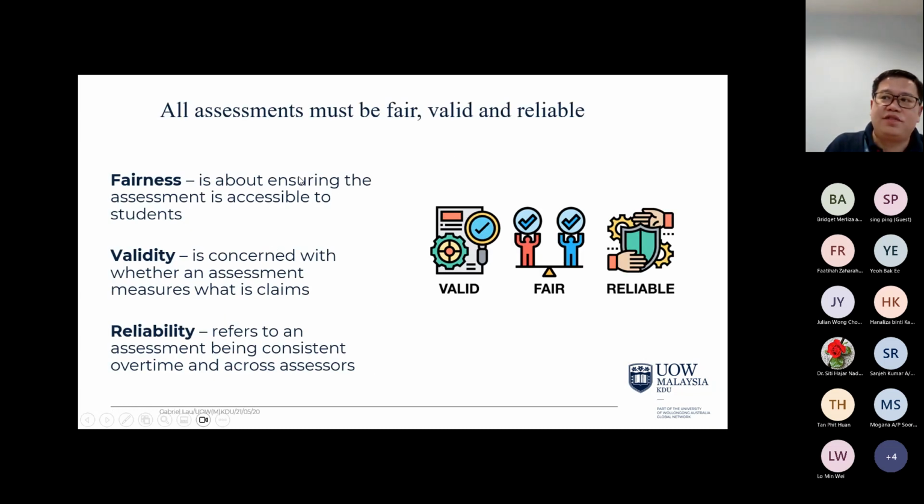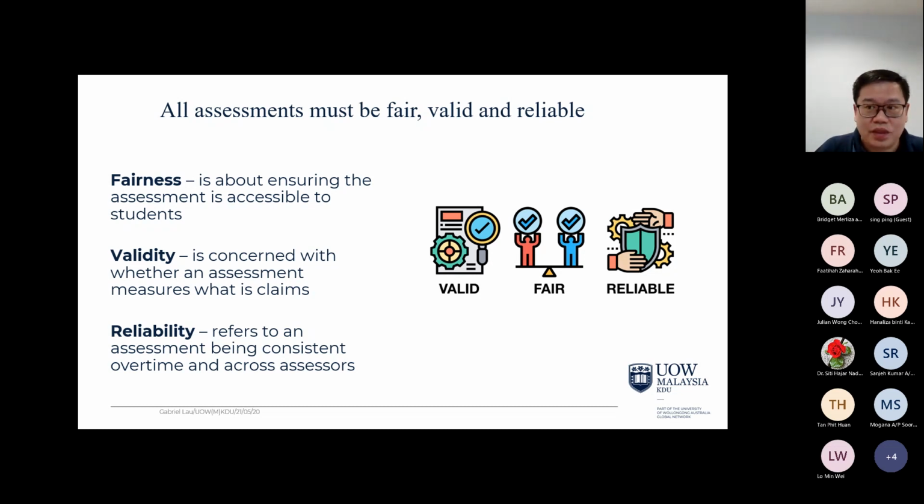So all assessments must be fair, valid, and reliable. All assessments that you do. Fair is about ensuring the assessment is accessible to students. Whatever assessment you do, if it's an online assessment, make sure every student will be able to do it. Don't do one particular assessment that only requires students to have an Apple computer. If you don't have an Apple computer, you cannot do this assessment. Not fair. Unless your program or your course says that before the student joins, you must have an Apple computer. But if it is not, you cannot.